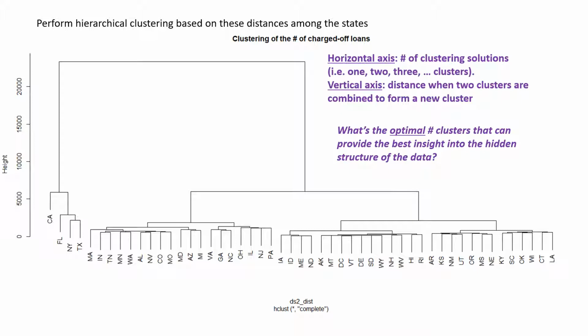As you can see, some vertical distances are longer than others. So, it's possible that we can get 1 cluster, 2 clusters, or even up to 51 clusters. We are going to ask a no-brainer question. What's the optimal number of clusters that can provide the best insight into the hidden structure of the data? In other words, what's the optimal number of clusters that can best explain the data?